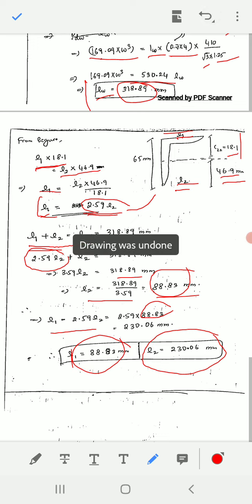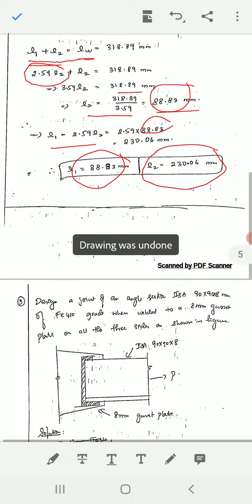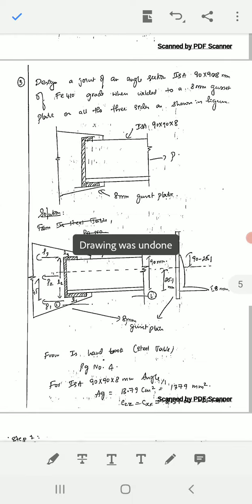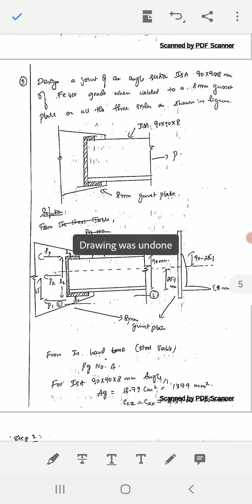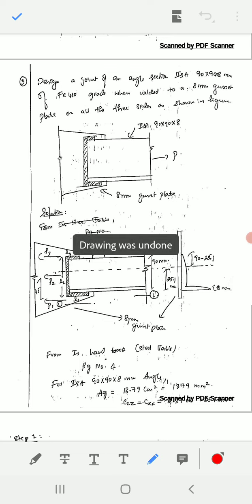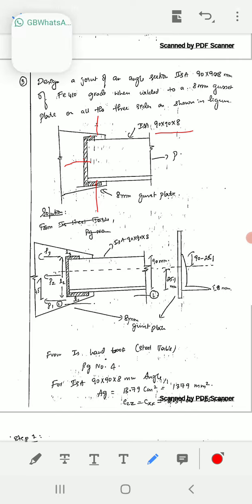Okay, now we'll go with the third problem. As I told earlier, here 3 sides are there. ISA 90 into 90 into 8 mm, Fe 410 grade, when welded to an 8 mm gusset plate on all 3 sides. They mention all 3 sides. So we have to weld on the 3 sides: bottom, side, and top. This diagram is given in the question. Sometimes they will not give it, but you have to understand the question. So here we drew a diagram.